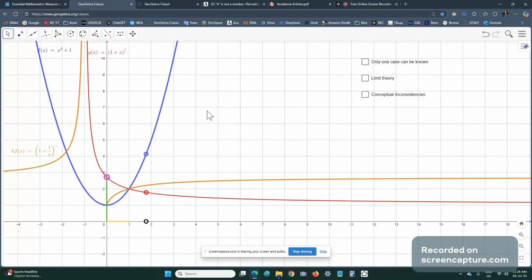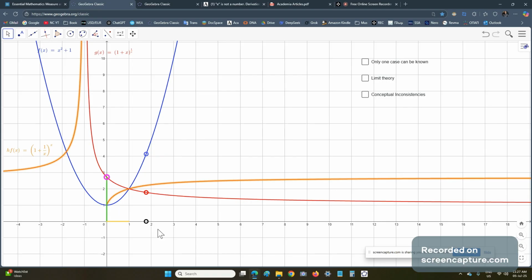Now, on the screen you will see various graphs. You'll see the graph of x squared plus 1, which is just a parabola. You'll see a binomial graph, this one that I'm pointing to here, 1 plus 1 over x to the x. You'll see another binomial graph, 1 plus x to the 1 over x. And both these graphs have something special about them, as you'll see in a moment.